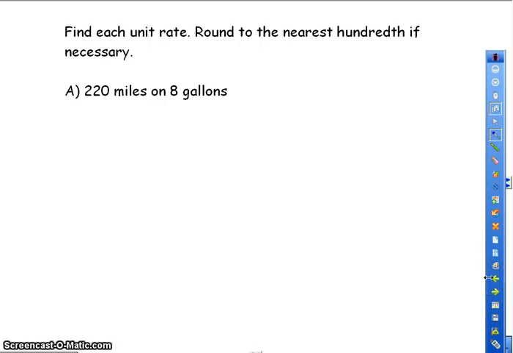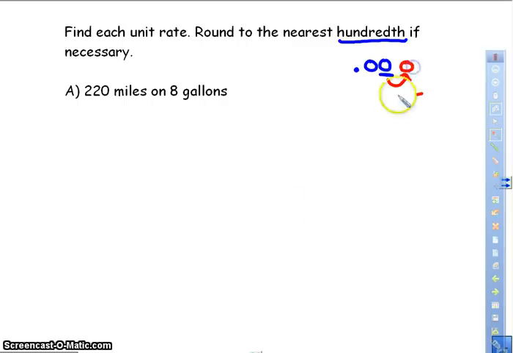So your homework tonight is dealing all the way with unit rates. It says find each unit rate, round to the nearest hundredth if necessary. It's important that you pay attention to your directions, rounding to the nearest hundredth. Remember the hundredth spot is 2 places behind the decimal. So if you need to round, you're looking at the thousandths spot to decide whether you're going to round up or down.